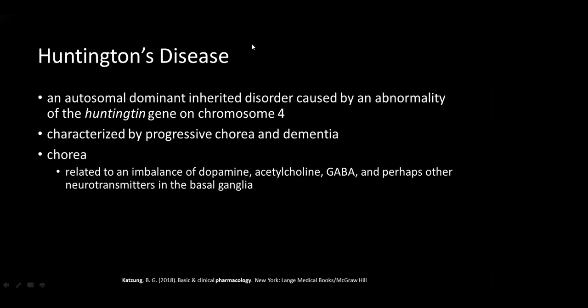So next is Huntington's disease. Huntington's disease is an autosomal dominant inherited disorder caused by an abnormality of the Huntington gene on chromosome 4. It is characterized by progressive chorea and dementia. Chorea is related to an imbalance of dopamine, acetylcholine, GABA, and perhaps other neurotransmitters in the basal ganglia. Next slide.